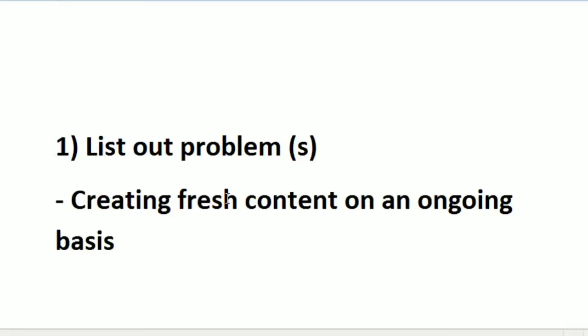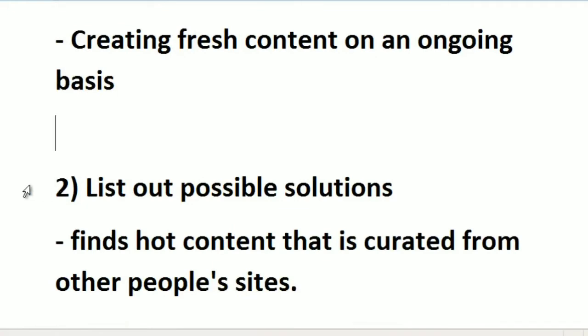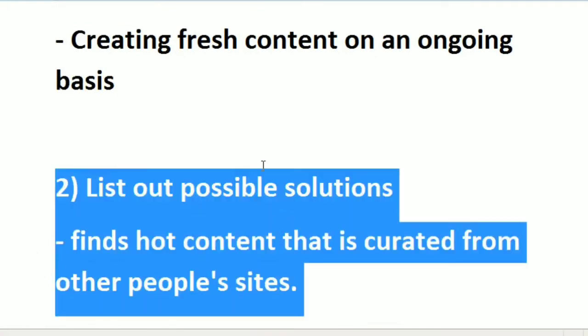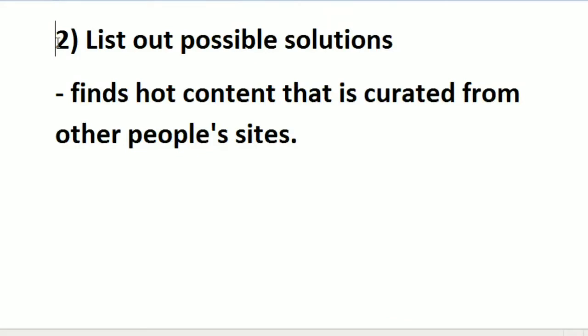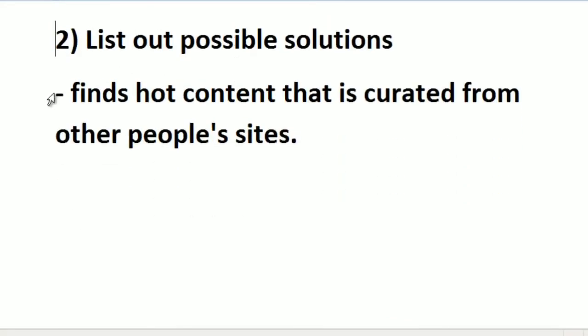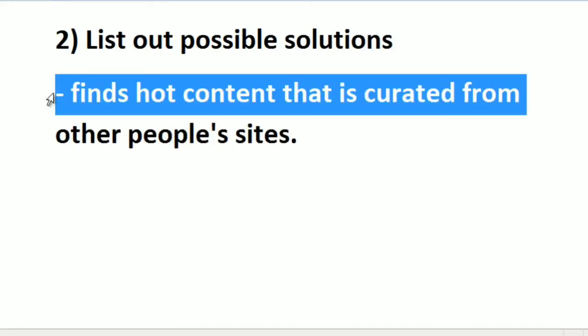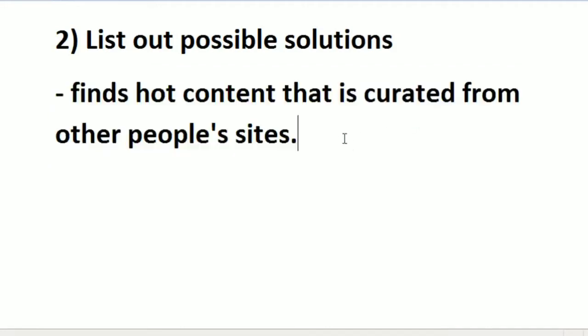Okay, so back to where we left off in the previous video. What we're going to do now is break down the list of possible solutions. We already figured out that the problem was creating fresh content on an ongoing basis. Now we are going to take the list of possible solutions right here, which is finds hot content that is curated from other people's sites and maybe places it on the WordPress post or the page. So let's write that down.